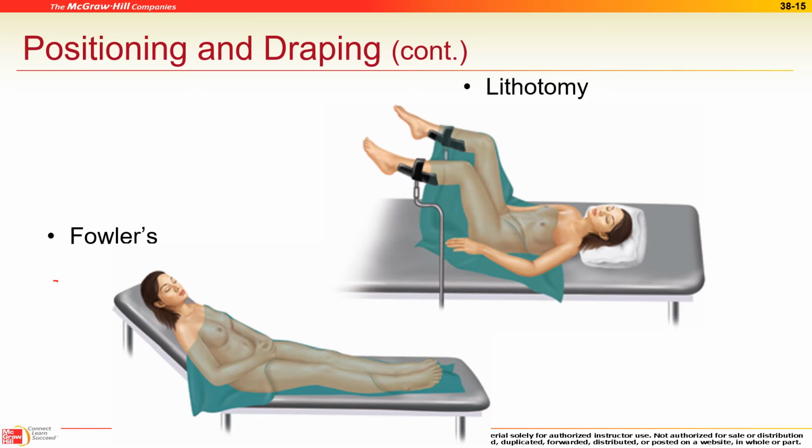Fowler, also a good position for shortness of breath. Puts less weight and pressure on the lungs itself. Lithotripsy, actually you should be positioning the patient closer to the edge of the table. That way the doctor, they'll be on a stool and they'll have better access.